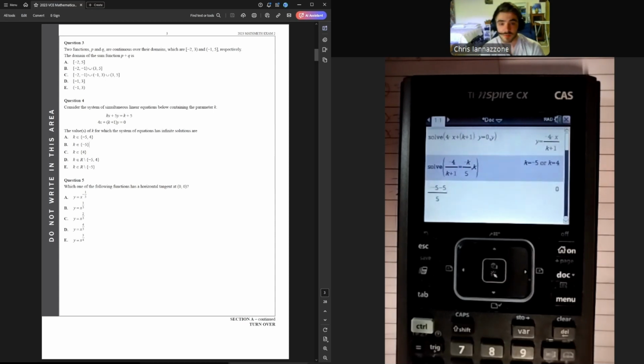Moving on to question 5. So, which of the following has a horizontal tangent at 0, 0?